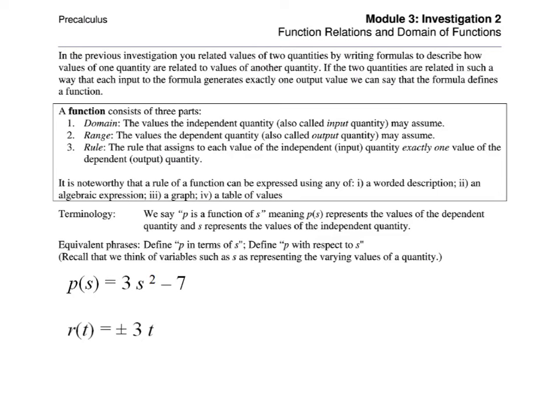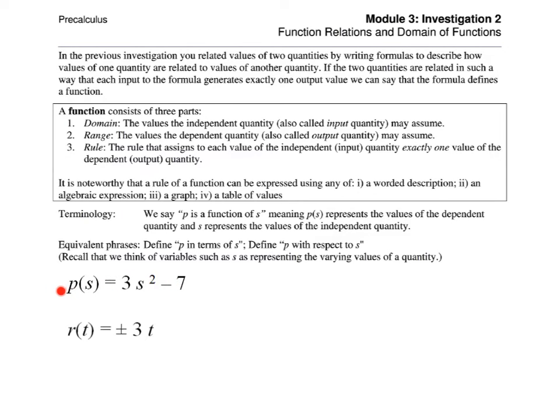The domain is a collection of all of the values the input quantity, or the independent quantity, may assume. The range is a collection of all of the values the output quantity, or the dependent quantity, may assume. And the function rule must assign each value of the input quantity to exactly one, and only one, value of the output quantity.